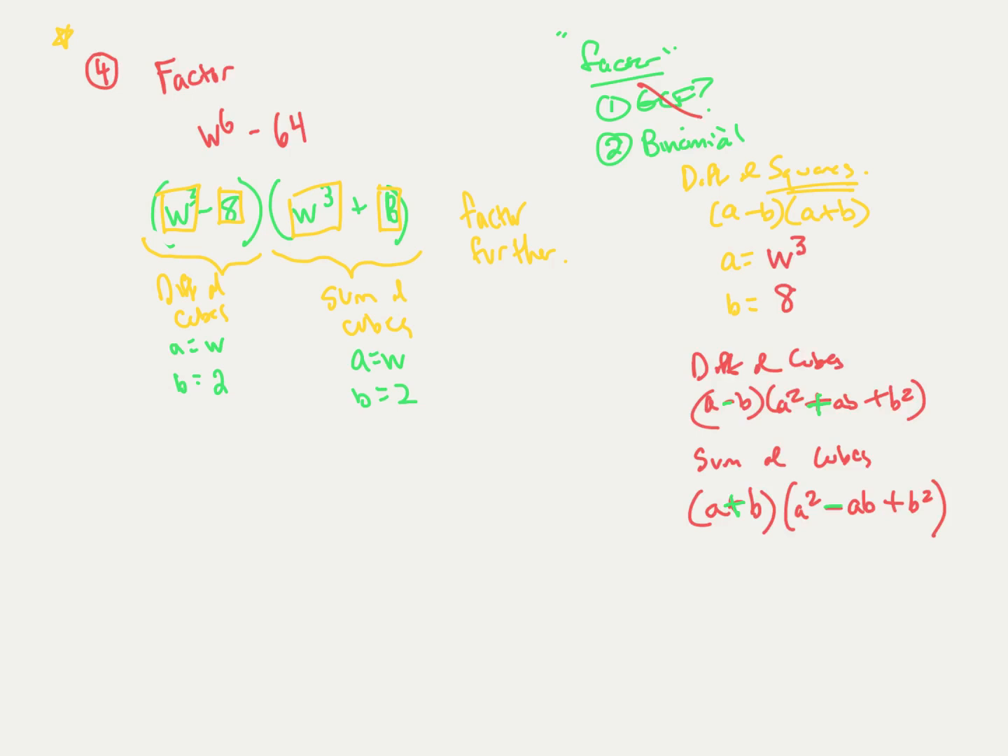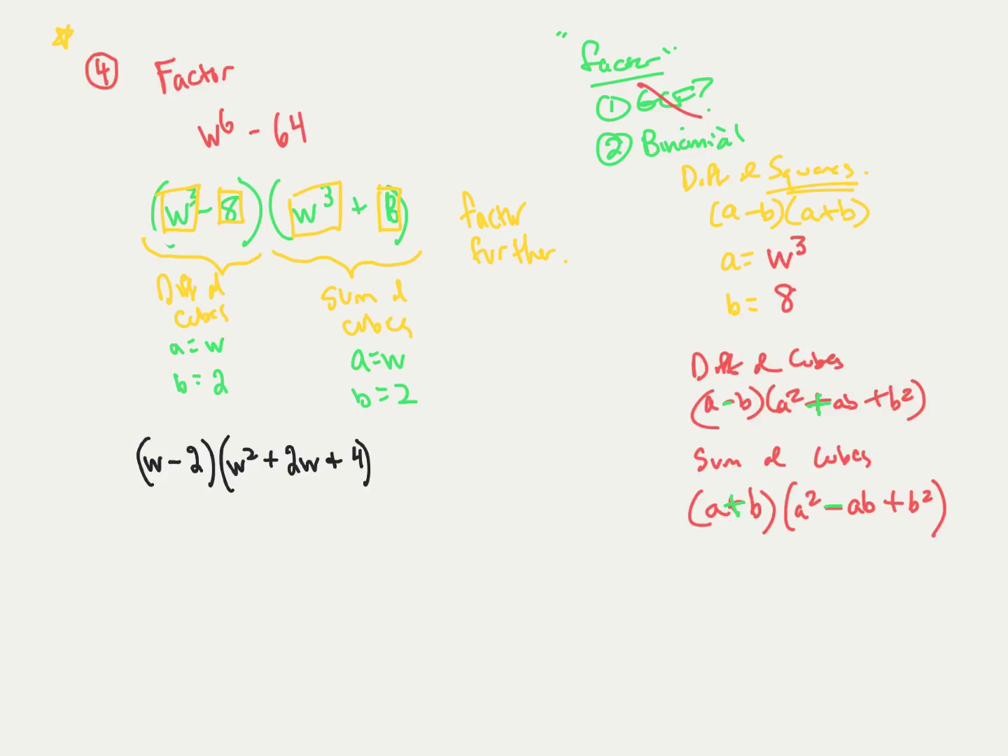So if we do difference of cubes just to start with, we know a is w, minus b, which is 2. And then we want to square a. And then add those two multiplied. And then add b squared. B is 2, so if we square it, we get 4. So that's just factoring that first parentheses.